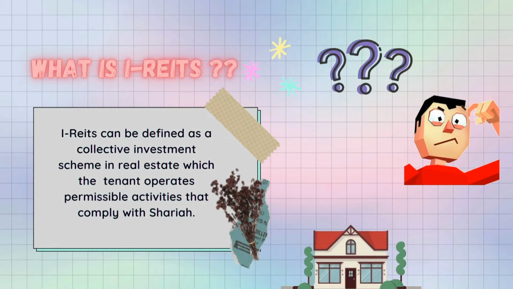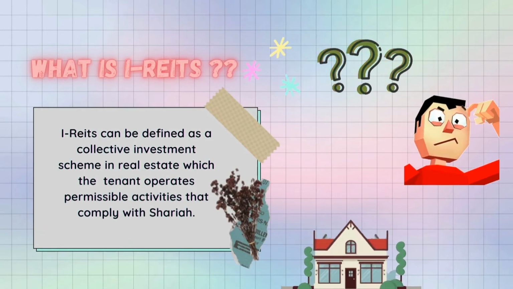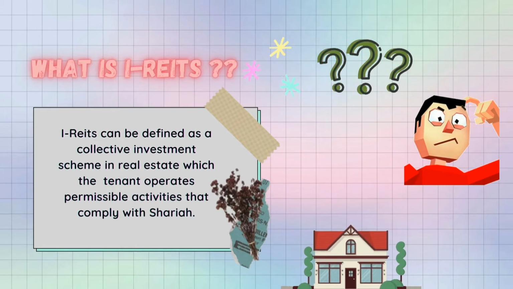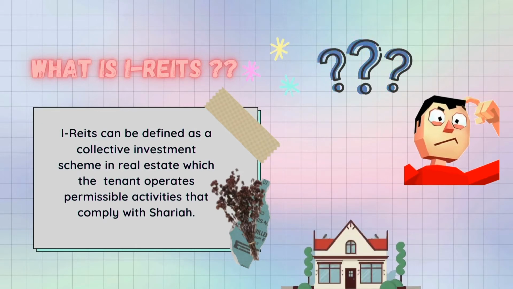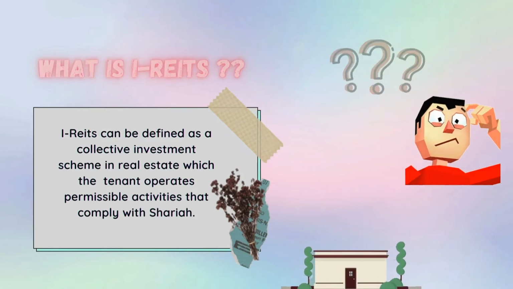Do you guys know what is i-REITs? i-REITs is an abbreviation for the words Islamic Real Estate Investment Trust. i-REITs can be defined as a collective investment scheme in real estate in which the tenants operate permissible activities that comply with Sharia and are not related to any prohibited activities like financial services based on interest, gambling, and more.